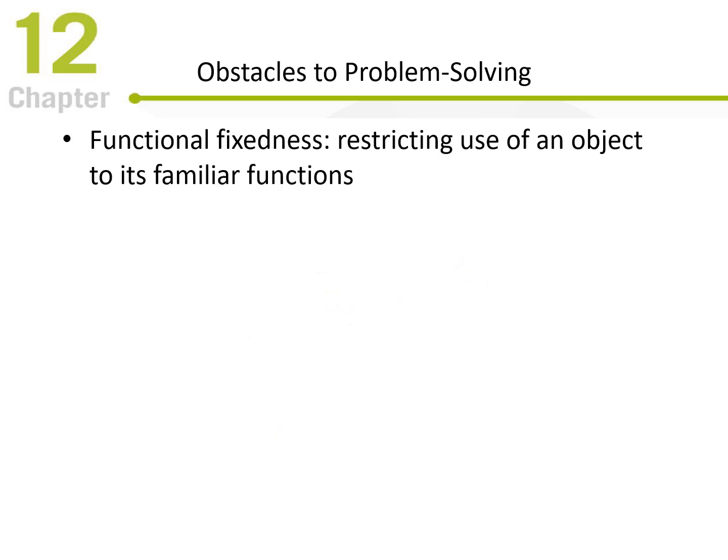Now, if we focus on some obstacles to problem solving, so things that make it harder for us to solve a problem, one would be functional fixedness. This occurs when we have an object, for example, and we're very familiar with the functions of that object, what it does, but we tend to restrict the object to those functions, basically thinking that the object is not good for anything else.